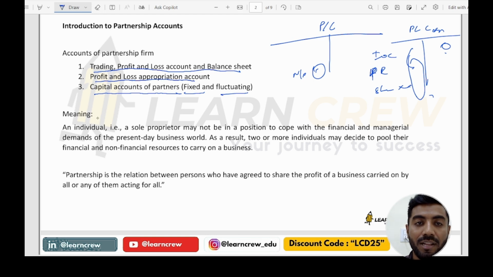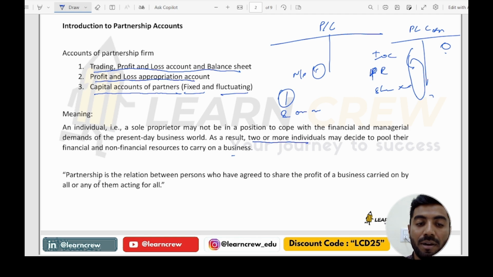First, we'll understand the term partnership accounts. An individual, that is a sole proprietorship, may not be in a position to cope with the financial and management demands of the present-day business world. As a result, two or more individuals may decide to pool their financial and non-financial resources to carry on a business. A partnership can have two or more people, while a sole proprietorship is just one.